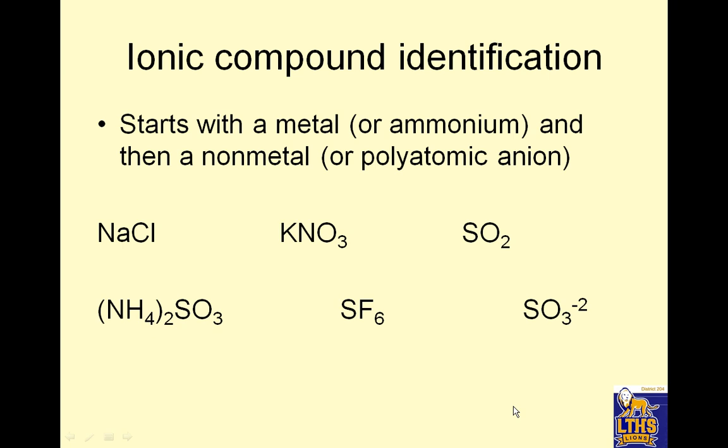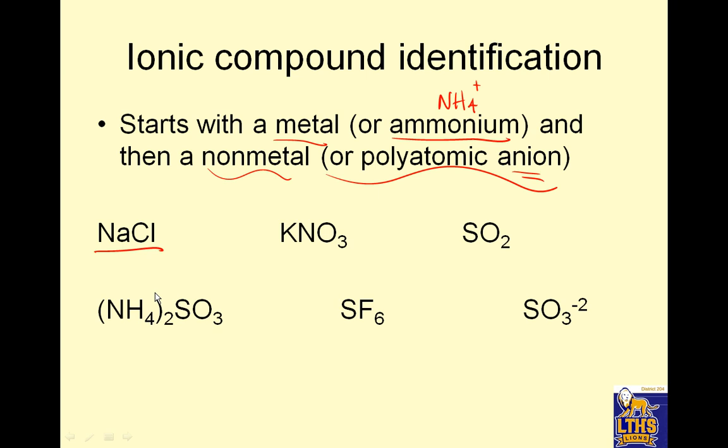Okay. Ionic compounds. How do we know it's an ionic compound? We look for a metal or the polyatomic ion NH4+. It's the first part of our compound. Then, after you look for that part of the compound, you look for the other part and make sure it's either a non-metal or a polyatomic anion.